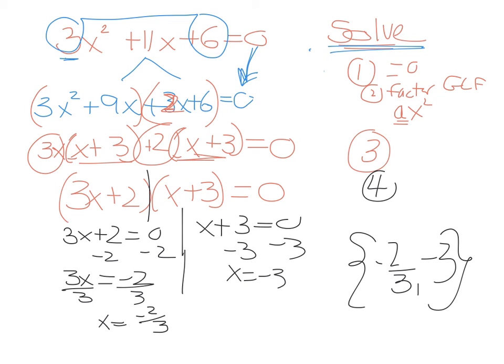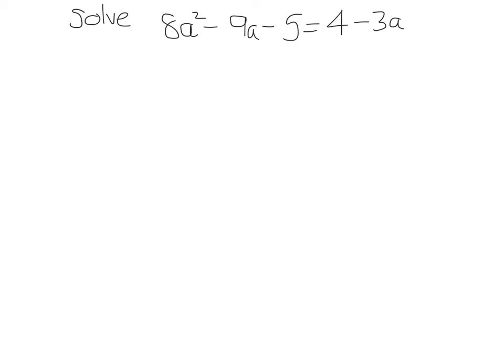Okay, we're going to do another one that's very similar, so hopefully you can do it. You could even try it on your own, but it's going to have a couple more steps. Again, it's going to say solve. The original problem, 8a squared minus 9a minus 5 equals 4 minus 3a. And it says solve, so my first step is to get it set equal to 0.